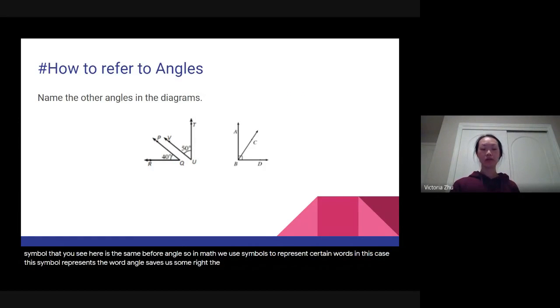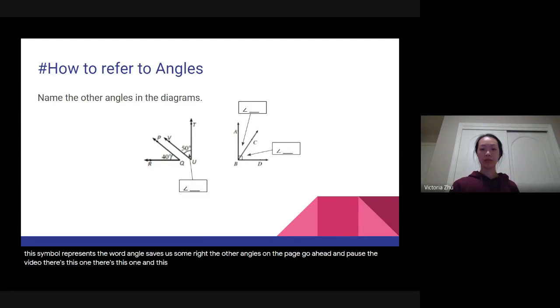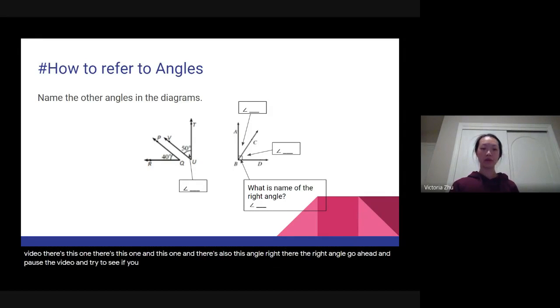Try to name the other angles on the page. There's this one, there's this one, and this one. And there's also this angle right there, the right angle. Go ahead and pause the video and try to see if you can name those. You can refer back to the example from before.